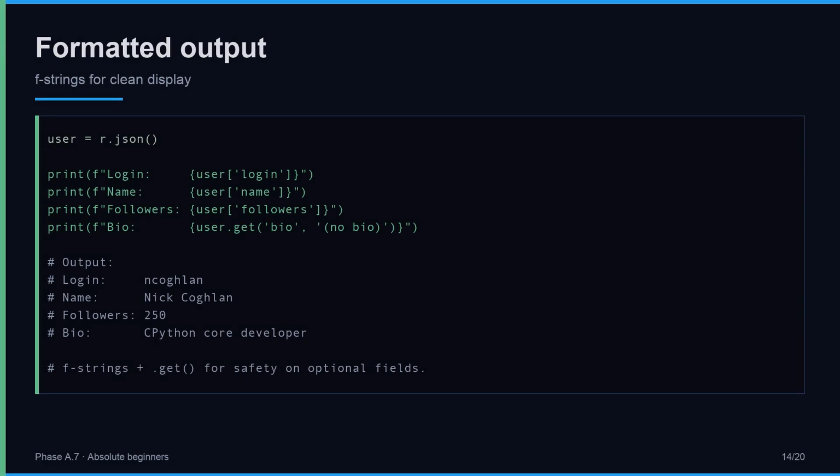When you print fields, f-strings make the output clean and readable. F-string login: user['login']. The curly braces pull the value straight into the string. Notice the last line uses .get with a default for the bio field.